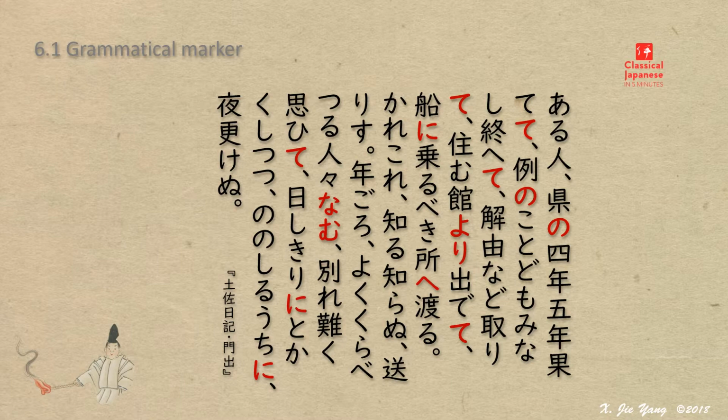In total, 6 particles are used in 13 places. Among them, te, ni, no, yori, e are used almost exactly the same as in modern Japanese. On the other hand, in these places we would have to clearly write out a proper particle in modern Japanese.